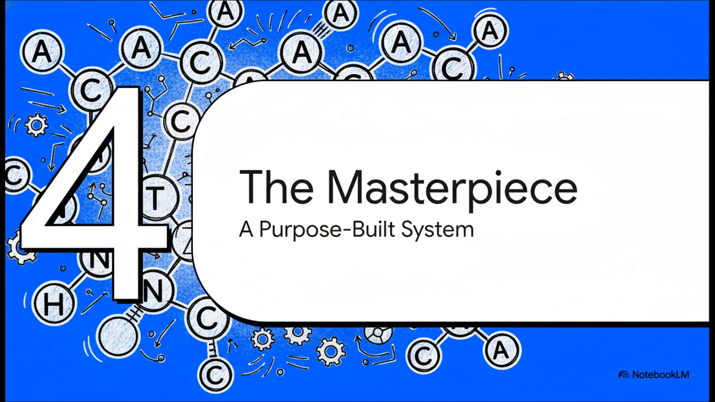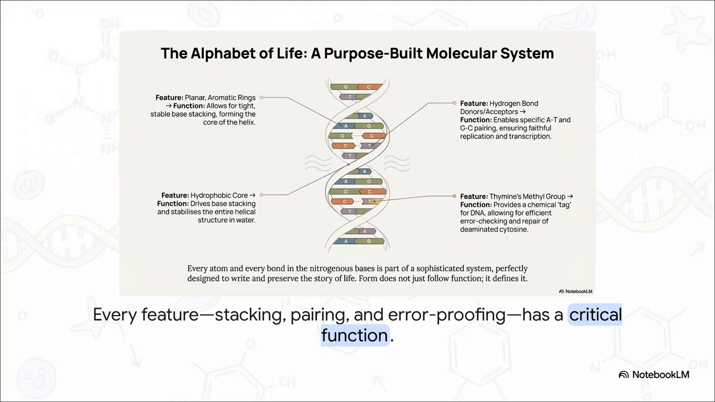So let's just take a step back for a second and appreciate the big picture. When you put all of these features together, you don't just have a collection of molecules. You have a true masterpiece of chemical engineering. So let's bring it all together and recap the key design principles we've just seen. First up, those flat planar rings. They're perfectly shaped to stack tightly and create that stable core.